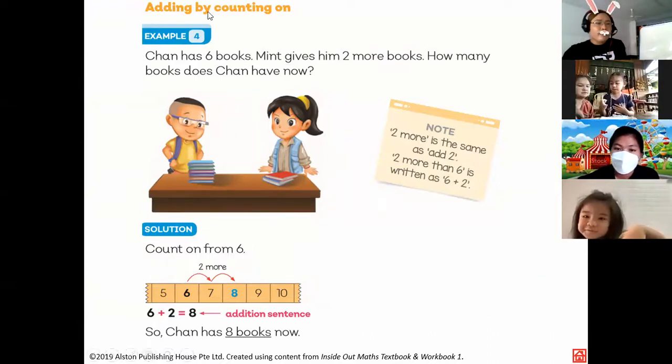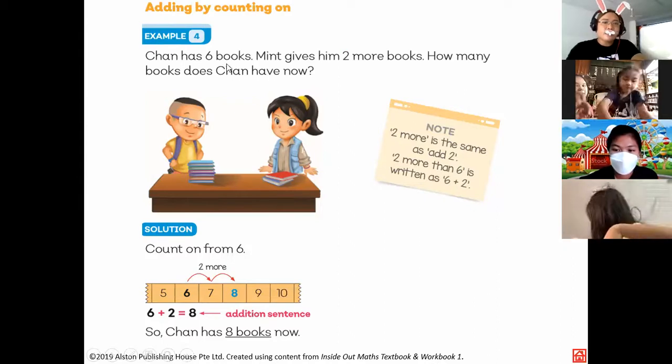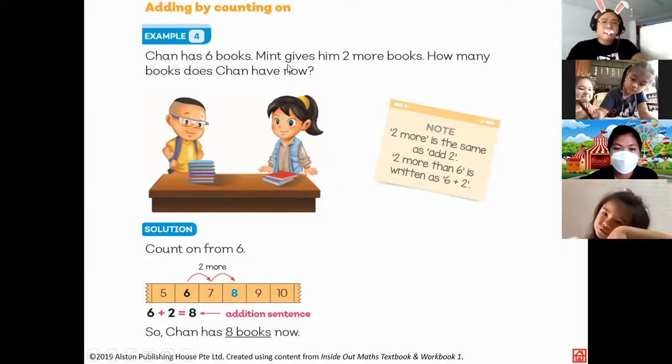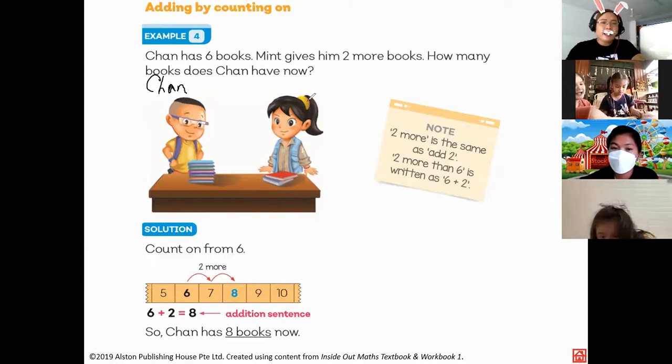Okay, so we have example number 4. Chan has 6 books. And then Mint gives him 2 more books. How many books does Chan have now? Okay, so the boy's name is Chan, and the name of the girl is Mint.